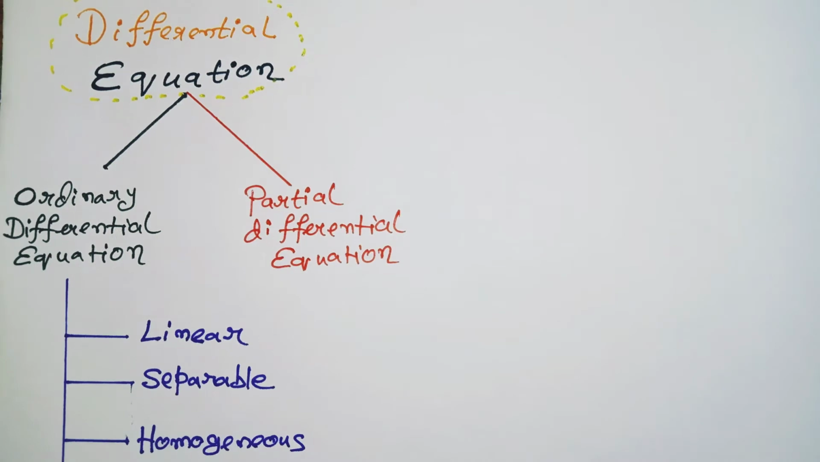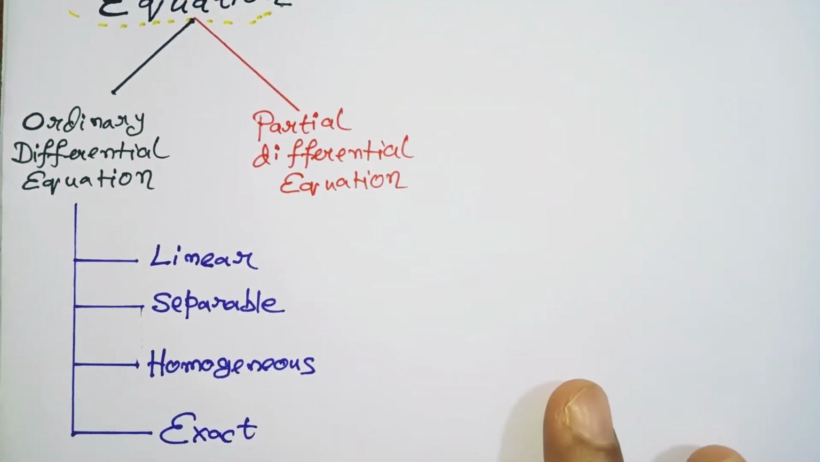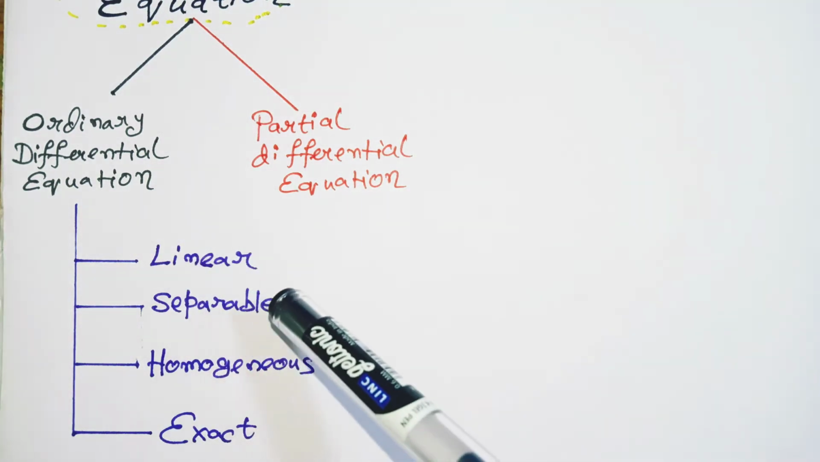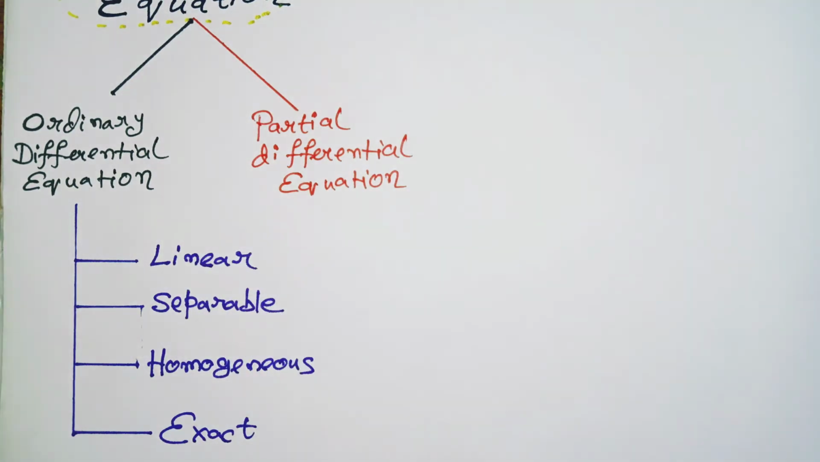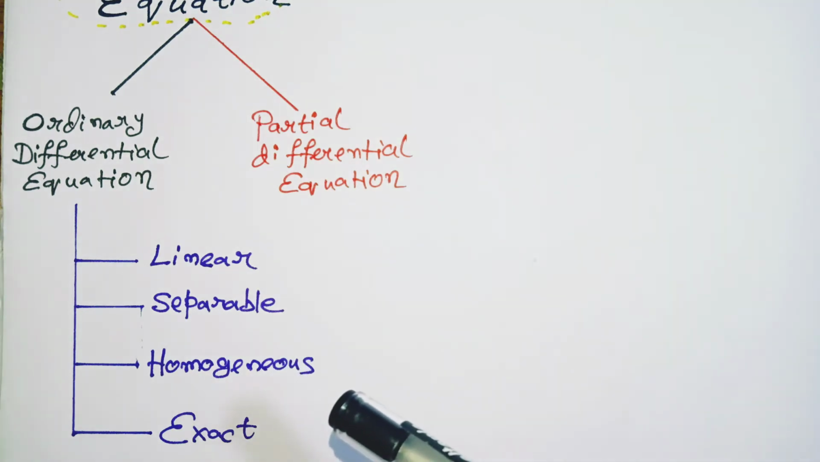Now if we come to partial differential equation, we include further variables that can be x, y, z, t, anything, which I will show you further. Ordinary differential equation is further divided into four in general, but there are other divisions which go into advanced mathematics: linear, separable, homogeneous, and exact. We are not going to solve for those equations, but we are just going to see what actually these equations are.